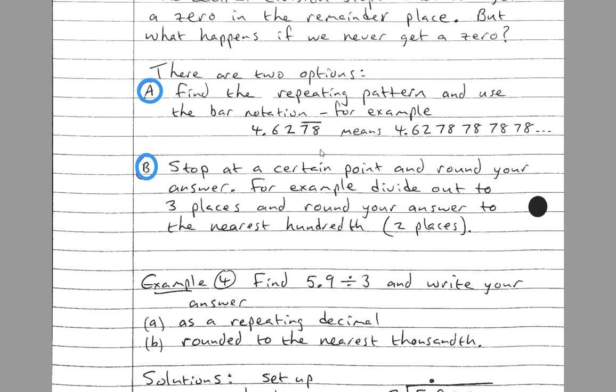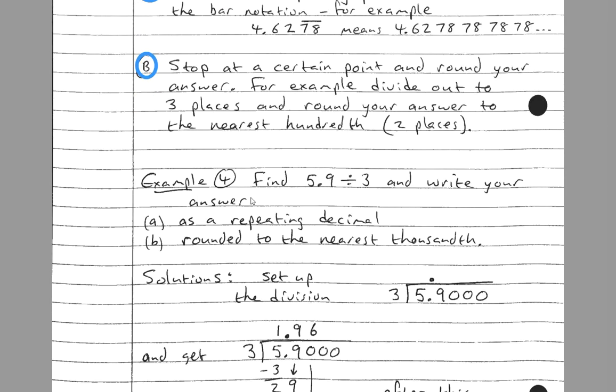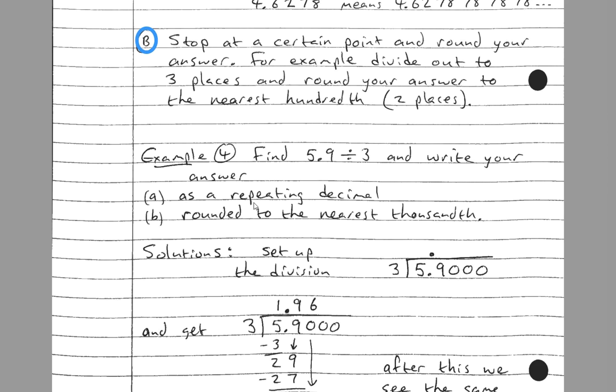All right, so this is where it gets more complicated. Example 4, find 5.9 divided by 3. And write your answer in these two different ways. A as a repeating decimal, and B rounded to the nearest thousandth. Okay, so tenths, hundredths, thousandths. So this part B here is rounding it correct to 3 places.